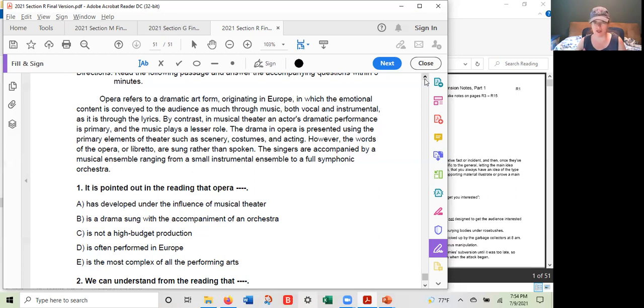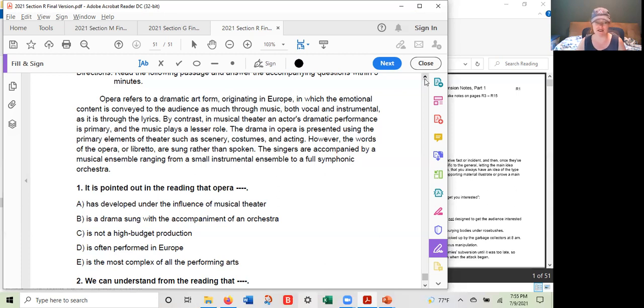Now, the drama then is the emotional content, the acting going on. It's sung with the accompaniment of an orchestra. It mentions having a full symphonic orchestra here. And the last sentence: the singers are accompanied by a musical ensemble ranging from a small instrumental ensemble to a full symphonic orchestra. So it's kind of general. What about if it's a small instrumental ensemble though? Will that still qualify for number two? I'm not sure. So I'm gonna put a dot because this seems possible, but I'm not 100% certain yet.